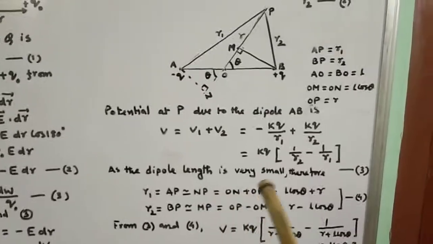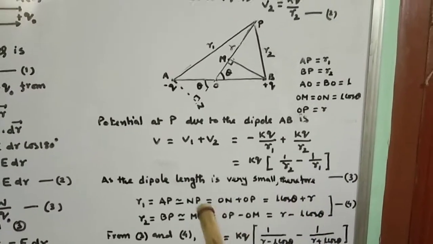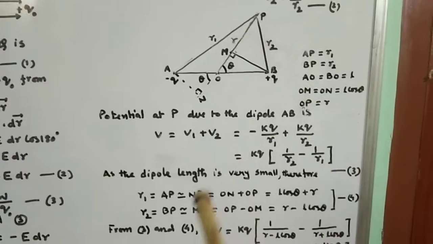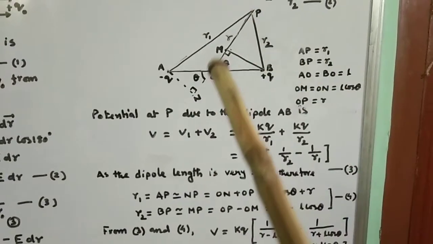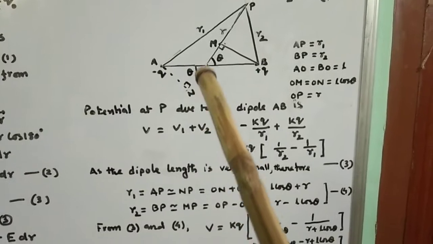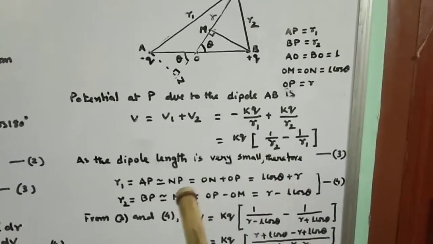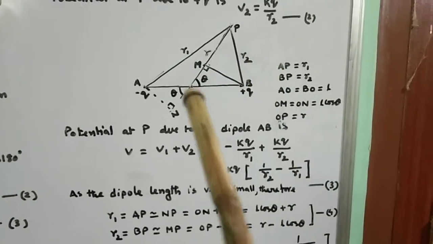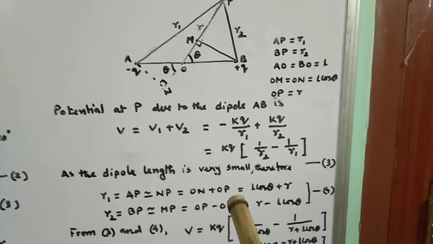Here, as the dipole length is very small, you can consider AP, which is R1, as nothing but NP, because if the length is very small, then ON is very small. So under that condition, you can approximate AP as NP. So NP is nothing but OP plus ON.